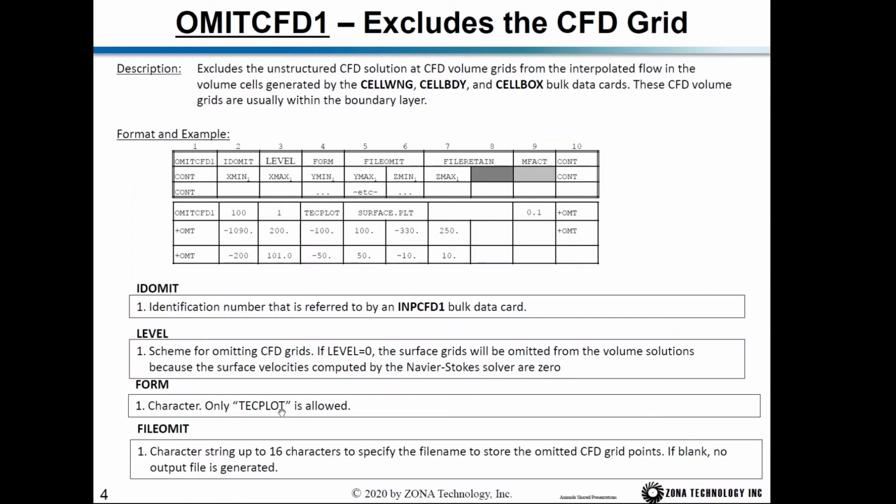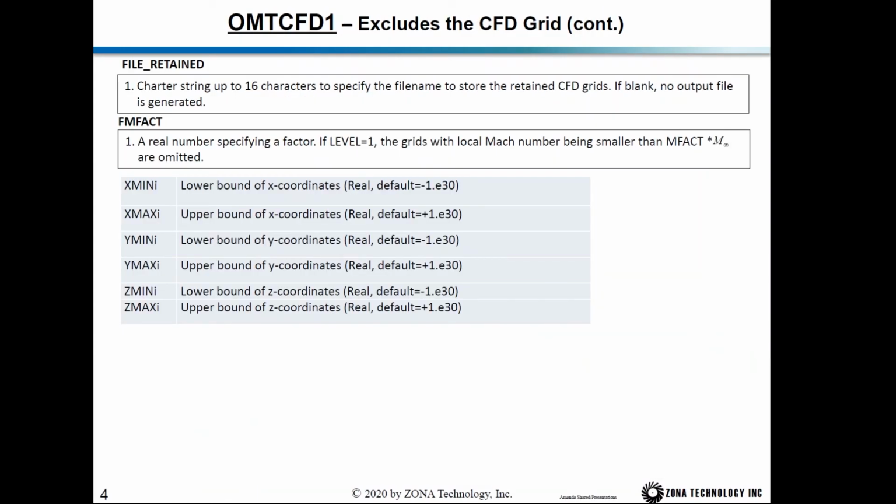And the form, again, only Tecplot is allowed, and the file omit is a file name to store the omitted CFD grid points, okay, and the file retain, again, is a file name to store the retained CFD grid. And M fact is a real number to specify a factor. If level equals 1, the grids with the local Mach number smaller than M fact times the free stream Mach number are omitted.